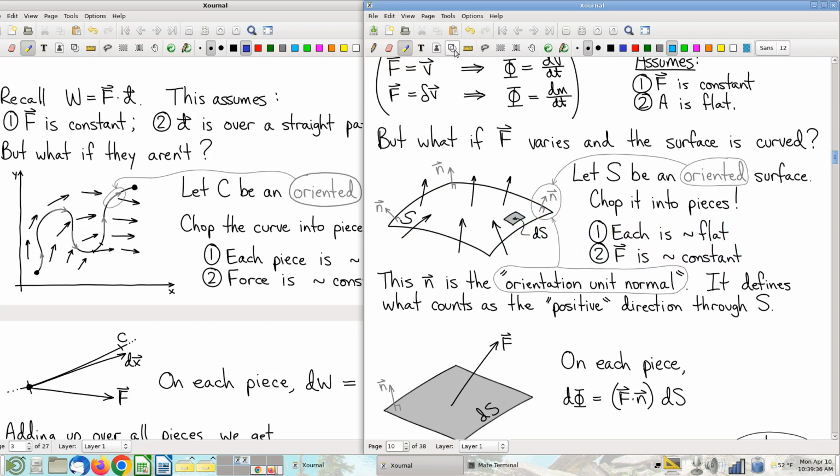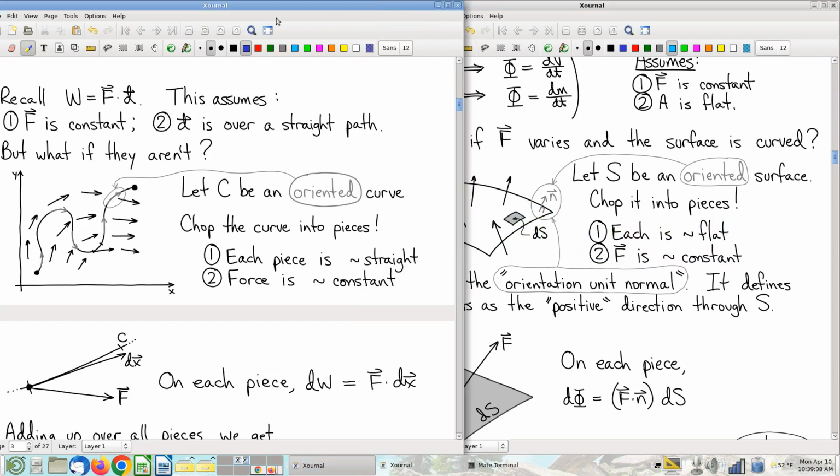Now, there was the little sticky wicket of orientation. Let's talk about orientation now. Why did I need to know orientation in the curve context? Well, because I'm interested in work. And the amount of work it takes to hike up that trail is not the same as the amount of work that it takes to hike down that trail. They're very different experiences, right?